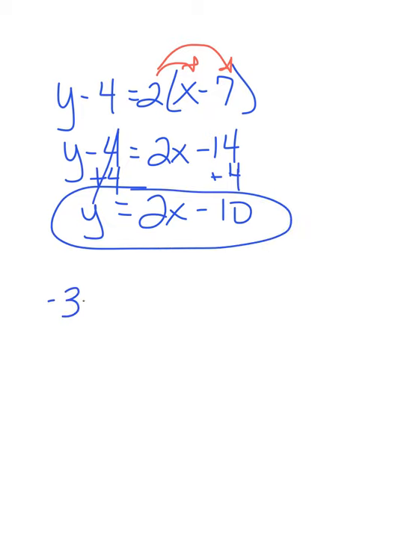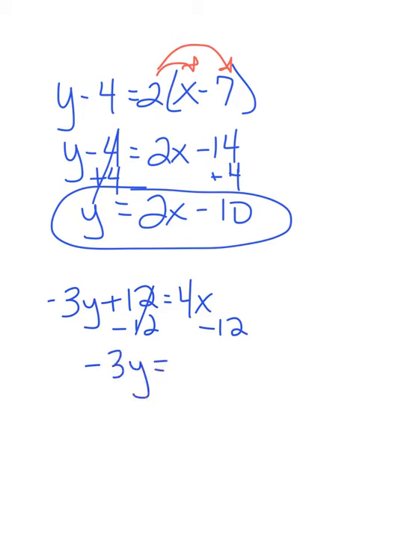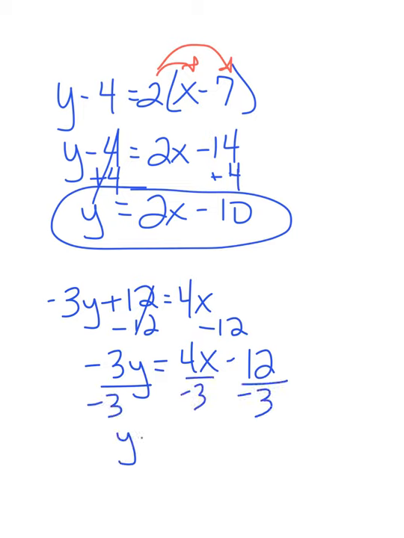All right, and one final example. Negative 3y plus 12 equals 4x. I want my y all by itself, so I'm going to move the other term away from it. We're going to subtract the 12 from both sides. 12 minus 12 means it's all canceled out on that side now. So negative 3y equals 4x minus 12. I couldn't combine them since one had an x and the other didn't. I'm going to divide everything by negative 3 so that I can get that y all by itself.